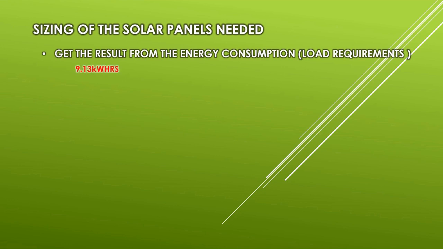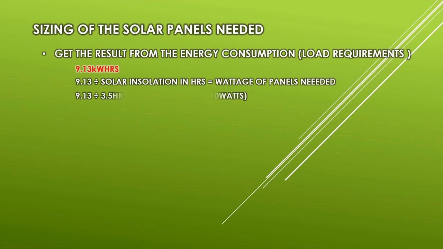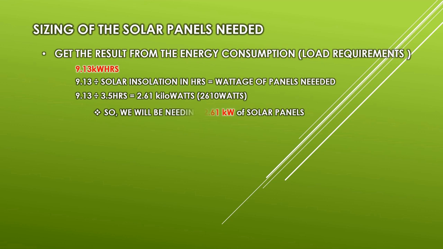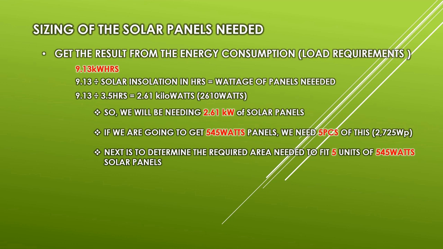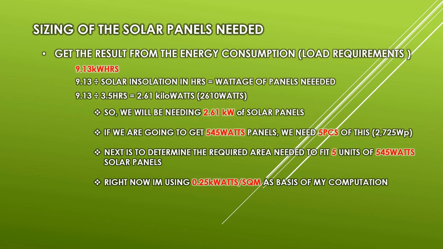Sizing of the solar panels needed. Get the result from the energy consumption, load requirements. 9.13 kWh divided by solar insolation in hours equals wattage of panels needed. 9.13 divided by 3.5 hours equals 2.61 kilowatts, 2,610 watts. So, we will be needing 2.61 kilowatts of solar panels.